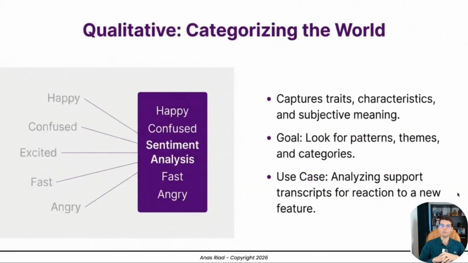In the qualitative world, we talk more about language. For example, here, sentiment analysis: happy, confused, excited. This is qualitative. And this captures traits, characteristics, and subjective meaning. Because since we're using words, we can interpret, and therefore things can be subjective. We look for patterns, themes, and categories. And for example, when we analyze a YouTube transcript, that's qualitative data because it could be any type of natural language information in there, and we can then interpret it.